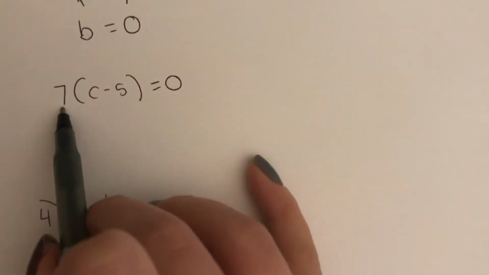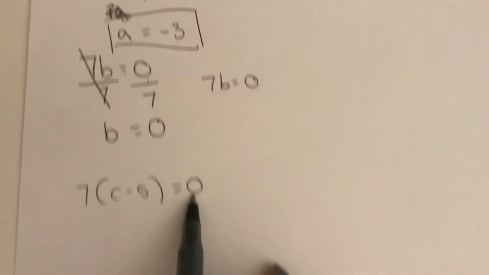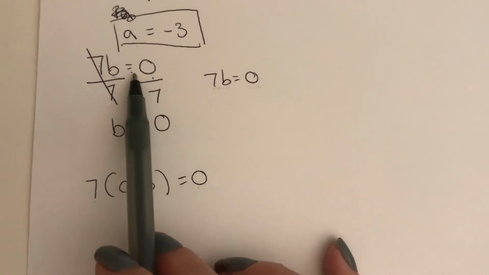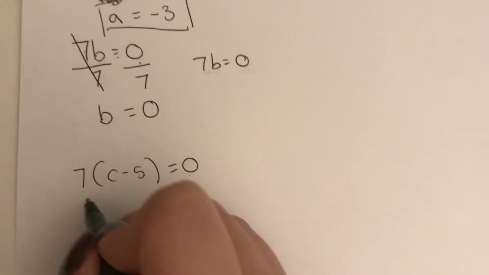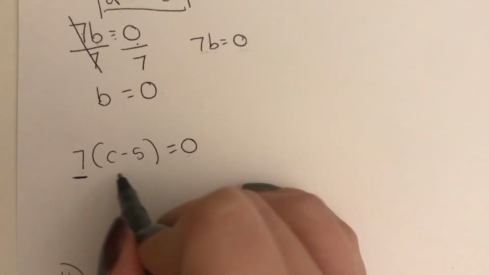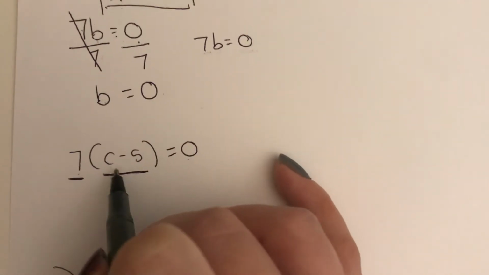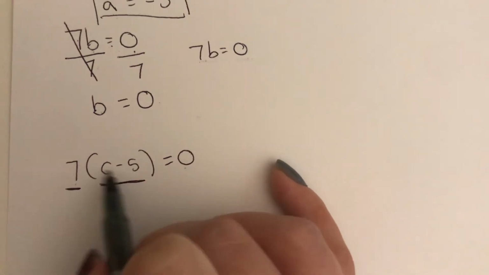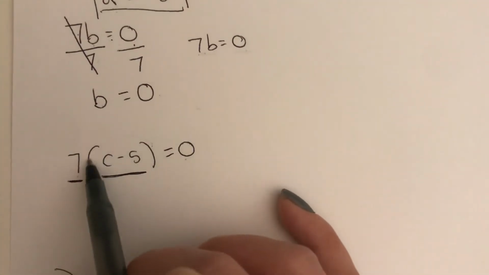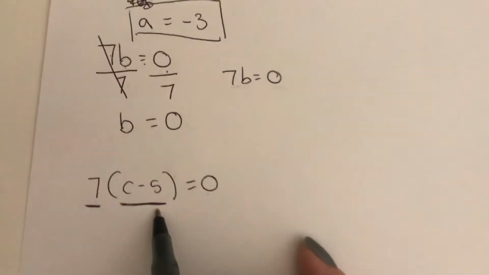Here we have 7 times c minus 5 equals 0. Using the same concept from above, here we have two factors being multiplied. We have 7 and we have c minus 5. This is considered one factor, because the whole thing is inside the parentheses.